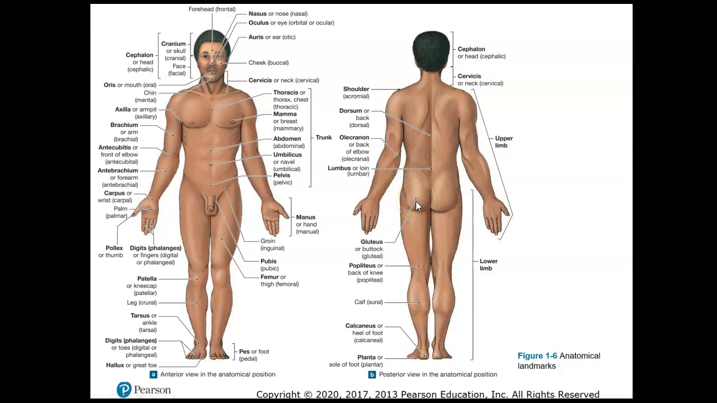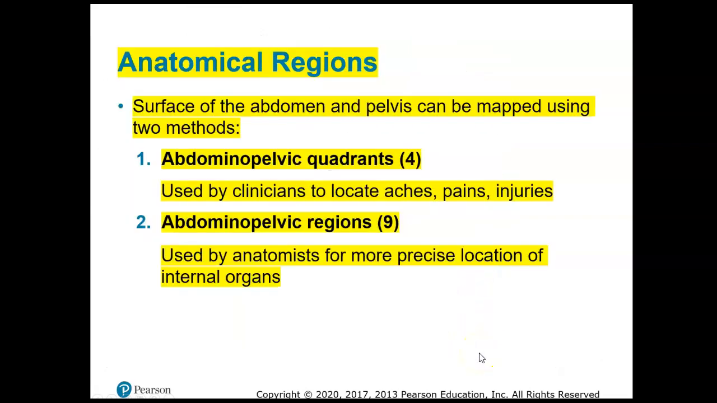The buttock is the gluteus or gluteal region. Back of the knee is popliteus or popliteal region. The calf is the sural region. The heel is the calcaneus or calcaneal region. The sole of the foot, bottom of the foot, is the planta or plantar region. Again, the head is the cephalon or cephalic region. Neck is cervicis or cervical region. And then we have upper limb and lower limb. Those you have to know, okay?